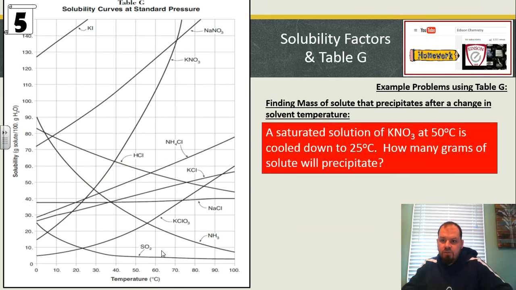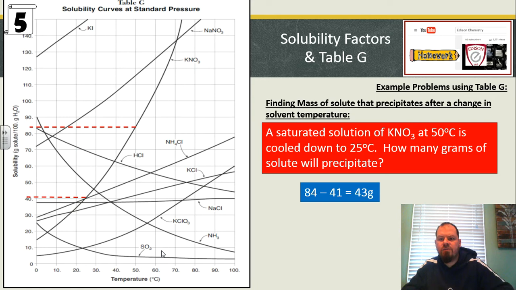I have a saturated solution of KNO3 at 50 that is cooled to 25. So I'm going to run it at 50 and see how much went in. I'm going to run it at 25, see how much went in, and then subtract the two numbers. Pretty simple. So run it at 50 to KNO3, and I see that's about 85, probably 84. And at 25 degrees, it's something like 41. 85 minus 41 is 43 grams precipitated out.